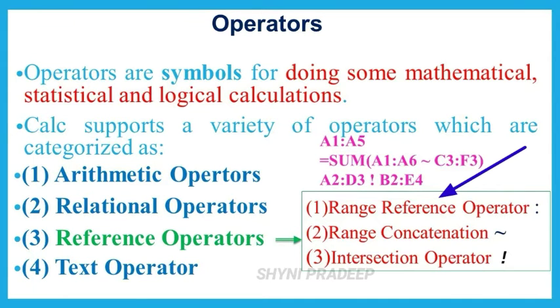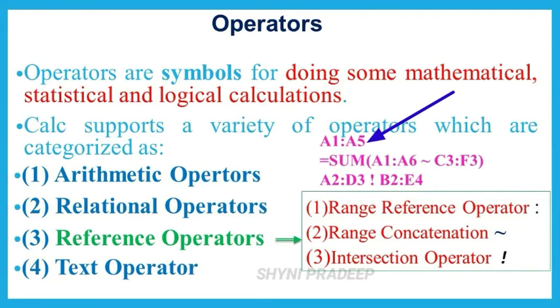The colon symbol is used to define the range reference operator. It is used to group a range of cells. For example, a group of cells means A1, A2, A3, A4, A5. How can you define these cells by using the range reference operator? You have to use the colon symbol. How will you write? A1 colon A5. It defines A1, A2, A3, A4, A5.